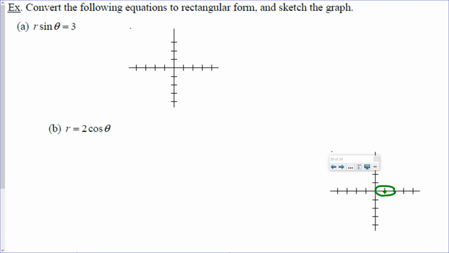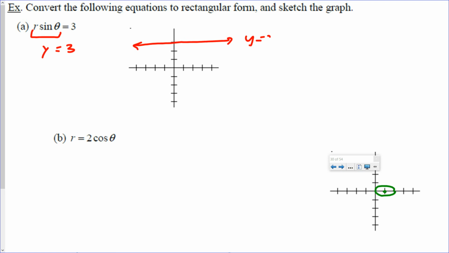First, what we want to do is convert r sine theta equals 3. Now we're going from r's and thetas into x's and y's. How can I change this to x or y? It's done. Y equals 3. Okay, and if you want to graph it, it's done. Okay. All right. What about this one right here?